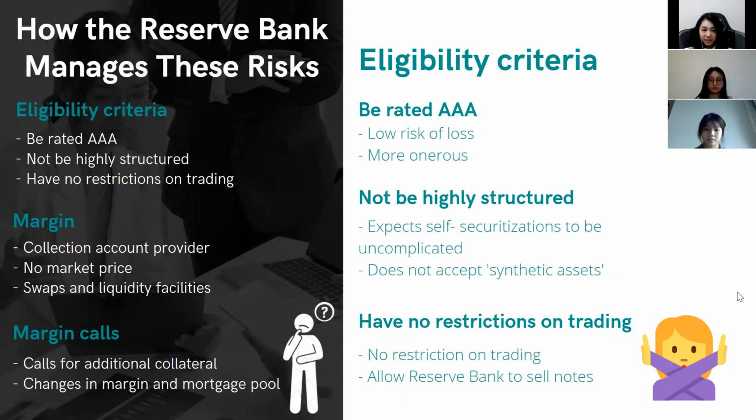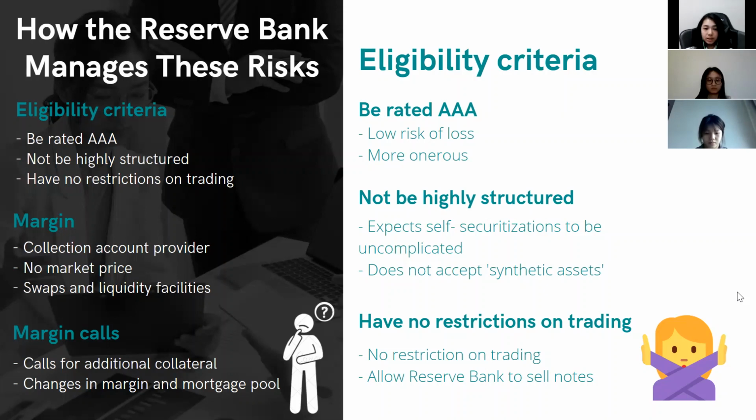First, the eligibility criteria. The Reserve Bank assesses each self-securitization before it is eligible to be posted as collateral against published eligibility requirements. Therefore, a self-securitization must be rated AAA, which shows that there is a low risk of loss to note holders, even under a scenario of significant stress. The requirement of rating is more burdensome than what the Reserve Bank applies to some other eligible securities such as bank bonds and corporate bonds, which only require a minimum rating of BBB.